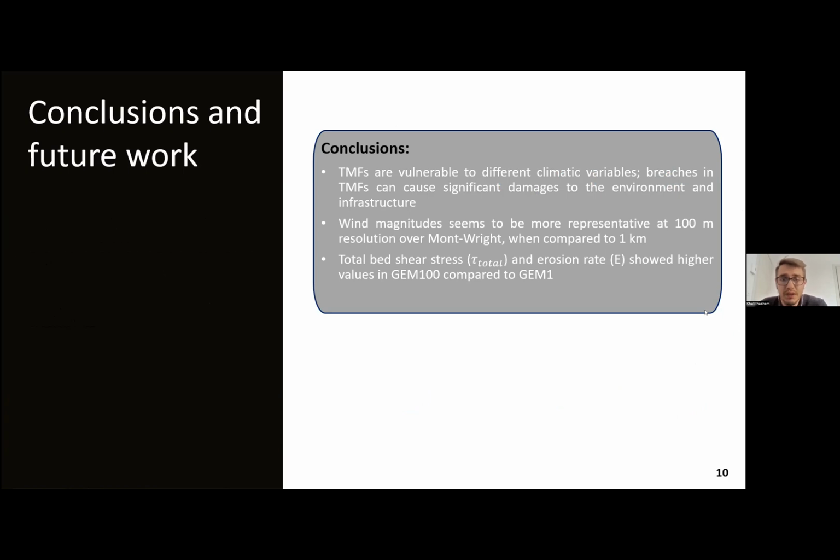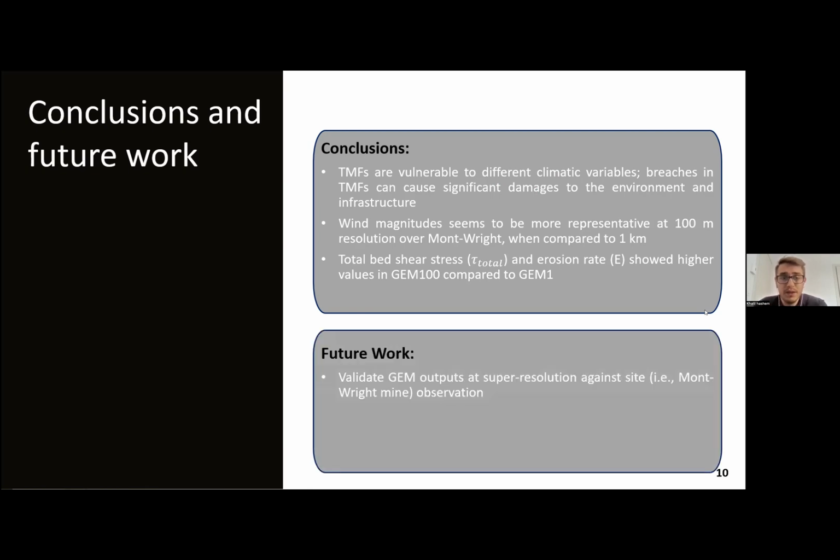Also, when simulating GEM model at 100-meter resolution, the wind magnitudes seem to be more representative when compared to 1 kilometer, turning out higher bed shear stress and erosion rate values. And regarding the future work, it can include validating the GEM outputs at 100-meter resolution against site observation collected from the mining site. And also it can include assessing the tailing management facility, including the erosion rate and also exceeding capacity under future climate using GEM outputs future projections.